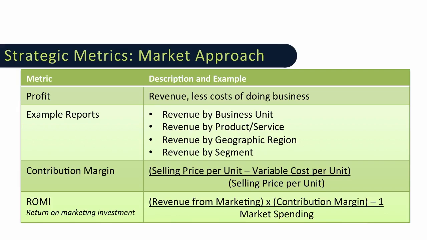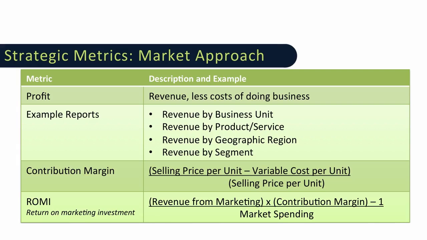Profit is defined as revenue minus cost. Similar to what we saw in revenue, we can run several different types of profit reports. Typical ones include profit by business unit, profit by product or service, profit by geographic region, and profit by segment. Basically, we can run profit reports whenever we know both revenue and cost information. One first step to calculating profit is calculating contribution margin.